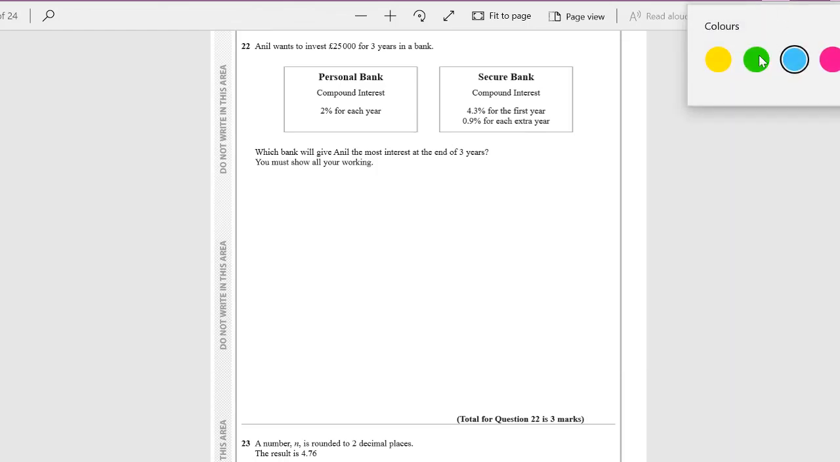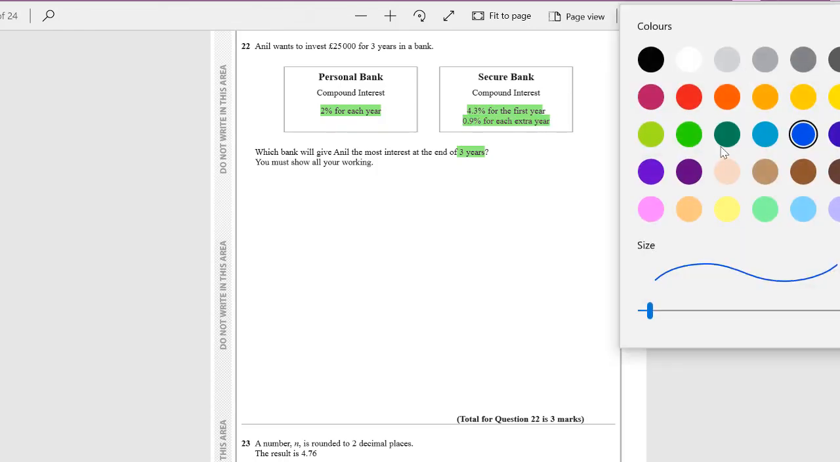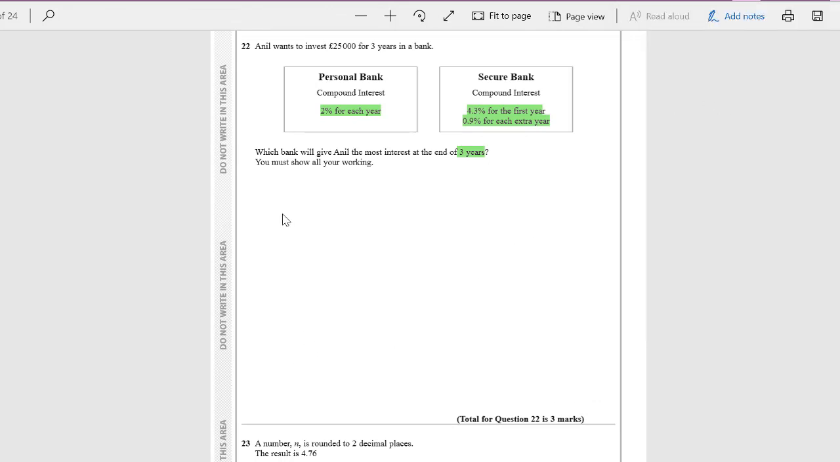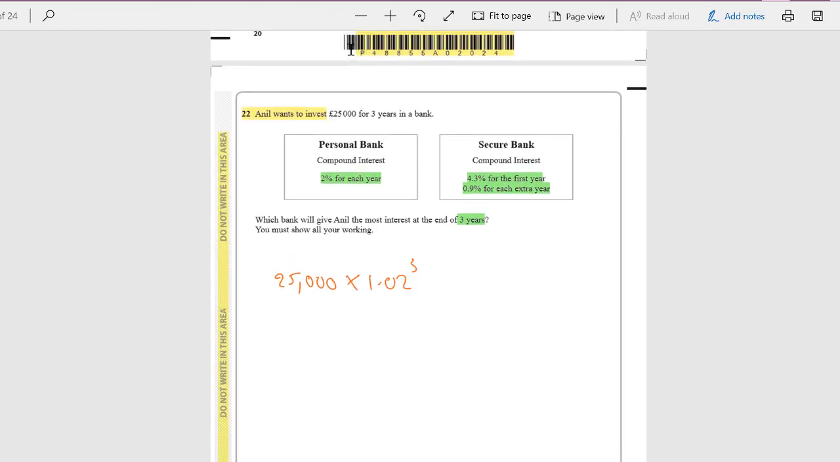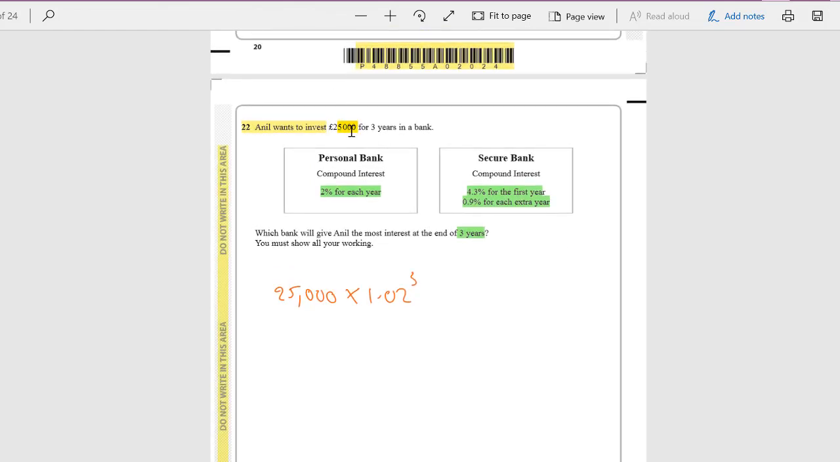I'm just going to highlight some stuff for myself, because I think it's important. So 3 years, 2%, 4.3%, and 0.9% for the following years after that. What we're going to do is use the compound interest formula. So we take 25,000 and multiply it by 1.02 to the power of 3. Remember, the initial figure is 25,000.